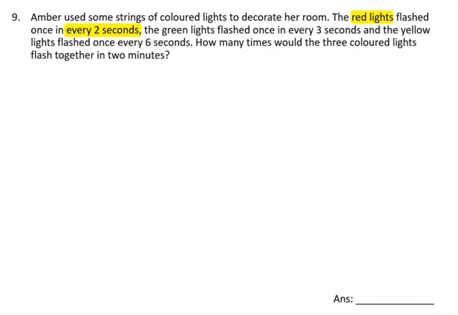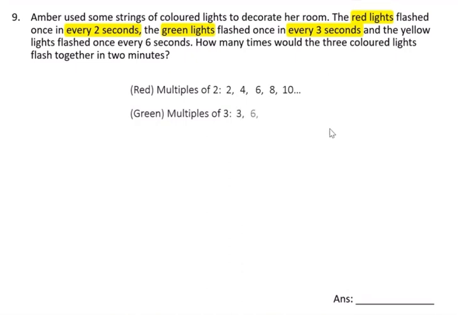Let's look at the red lights first. The red lights flash every 2 seconds, meaning multiples of 2. So you count 2, 4, 6, 8, 10: the 2nd second, the 4th, the 6th, the 8th, and the 10th second, the red ones will flash. The green lights are every 3 seconds, so it's the 3rd second, 6, 9, 12, 15, and so on. The yellow one will be every 6: 6, 12, 18, 24, and so on.